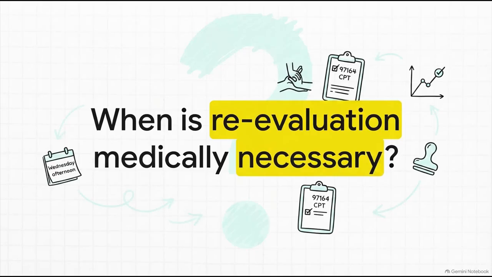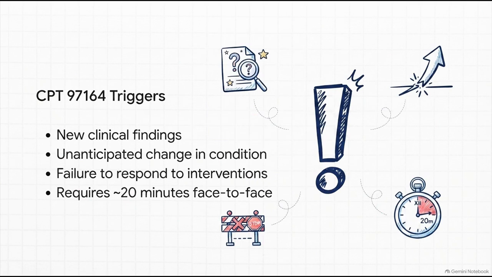Which brings us to a really important question I want you to consider. When is a formal reevaluation, specifically CPT code 97164, actually medically necessary? Think about your day-to-day practice for a second. Is it just when you're checking on a patient's progress during a routine Wednesday afternoon visit? Well, the answer to that is a definitive no.